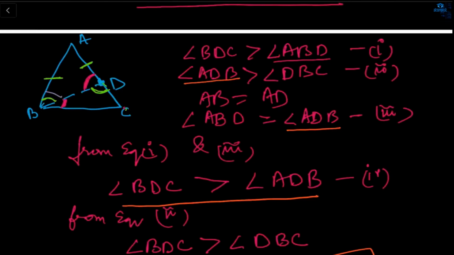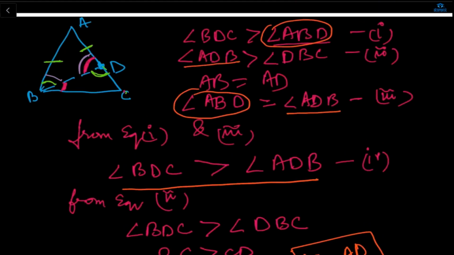Now in the first equation, it is said that angle BDC is greater than ABD. Here you can see ABD, and here also you can see ABD. So I have removed this ABD and placed ADB, because these two values are equal, so I replaced it in the first equation. From the first and third equations, I have got that angle BDC will be greater than angle ADB. Now in the second and fourth equations, comparing with the new equation, we get that ADB is greater than angle DBC. DBC is the smallest, and here we have just replaced ADB with DBC, the smallest.